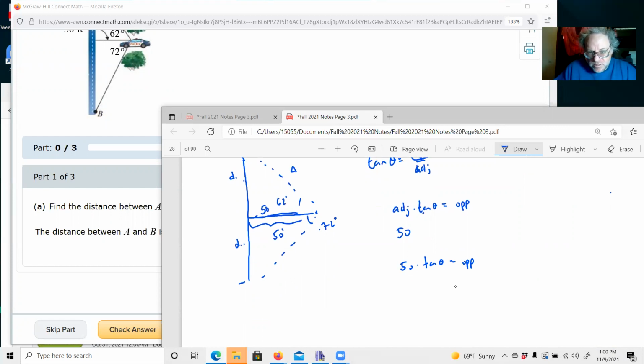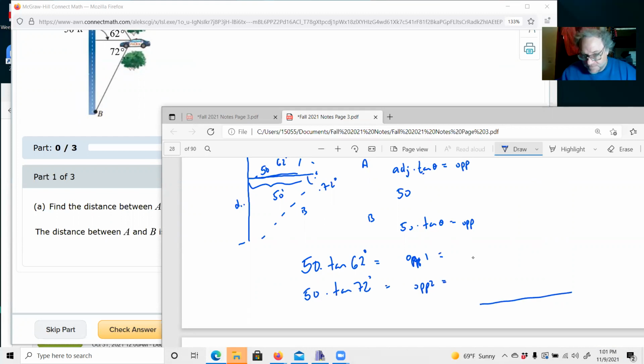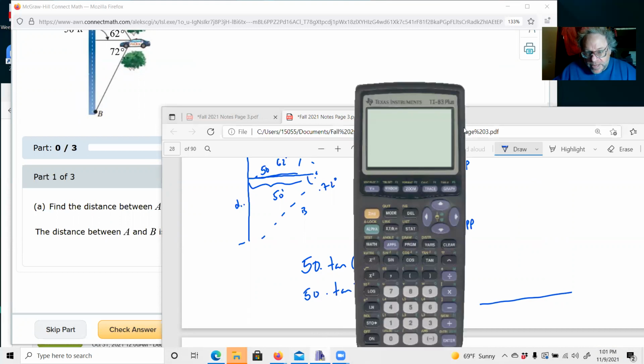So for triangle A, triangle B, okay? What we're going to do is say 50 times the tangent of 62 degrees is equal to opposite side 1, and 50 times the tangent of 72 degrees, the 50 is given, that's opposite 2. So this is going to be equal, and then we're going to have to add these up, okay? So let's go ahead and calculate those.